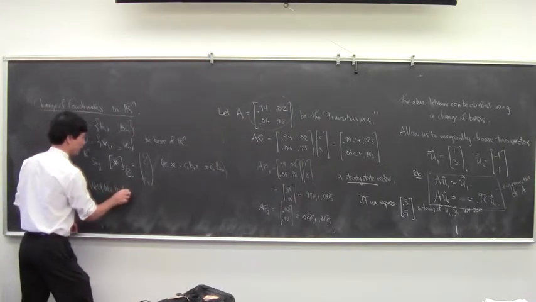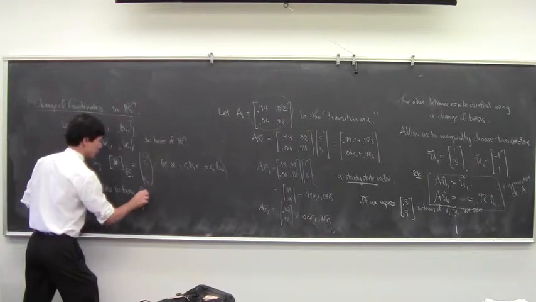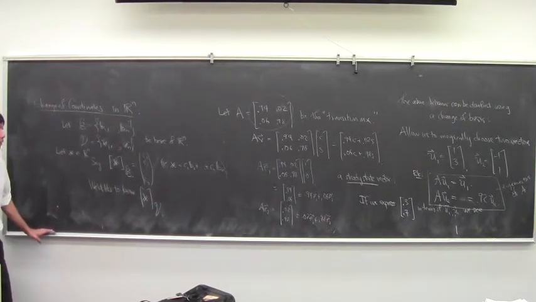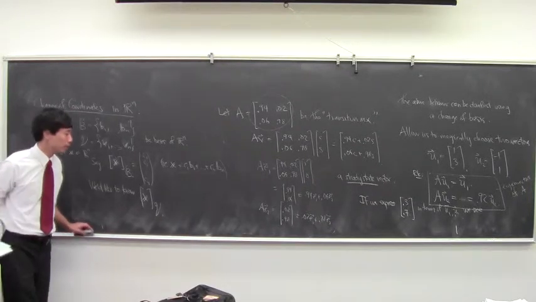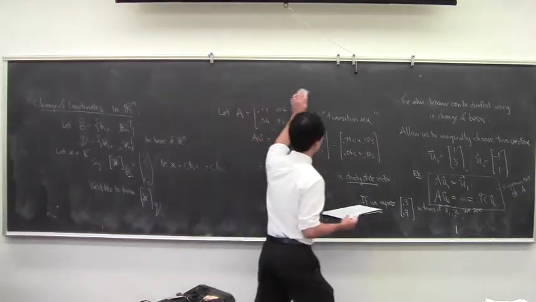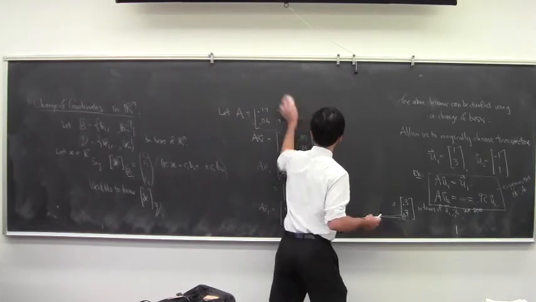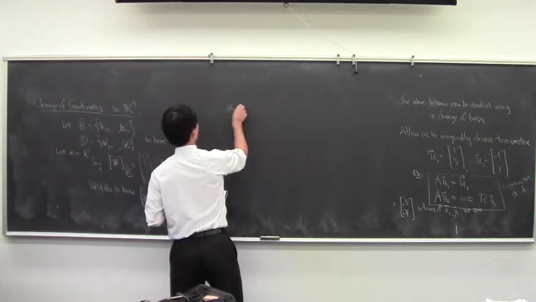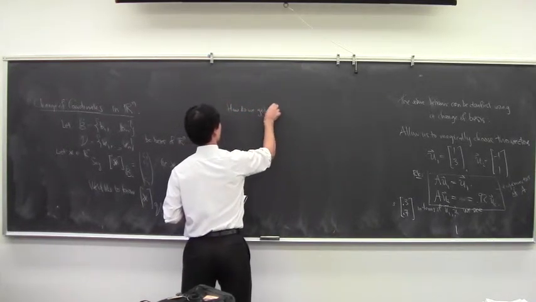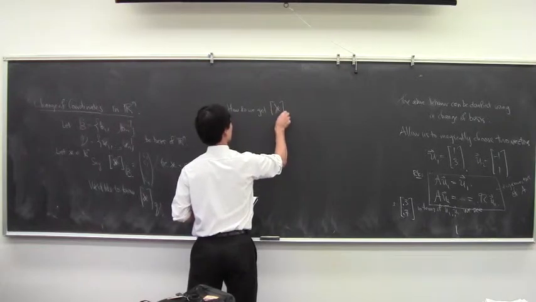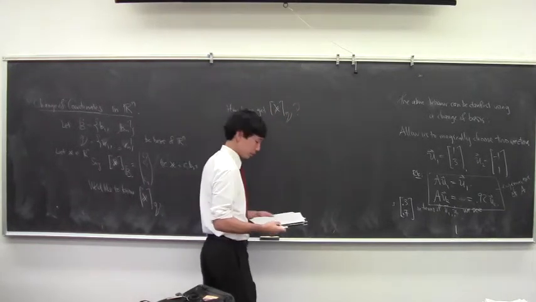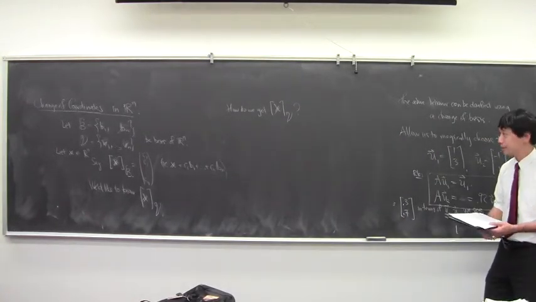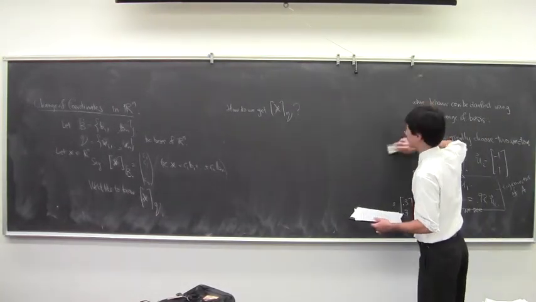the expression of x with respect to the v basis. So you want to change your coordinates to the v basis. Okay, so what is it? How do we get x with respect to the v basis? I'll let you think about it for a minute and see if you figure it out. It's not that hard. Just think about it.